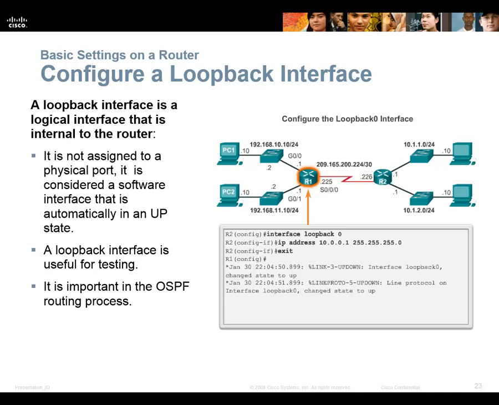Other things you may want to do is configure a loopback interface. A loopback interface is a logical interface that is internal to the router. It is not assigned to a physical port. It is considered a software interface, and it's automatically in an up state. A loopback is useful for testing, and it's important in what's called OSPF, or Open Shortest Path First routing.